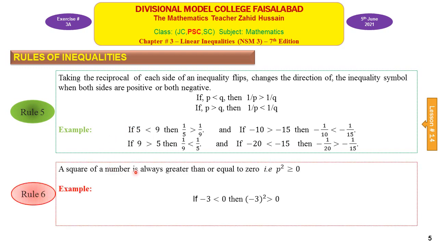A square of a number is always greater than or equal to 0. So if there is a negative number, it is less than zero, when you take the square on both sides, it will become 9, and 9 is not less than 0 but it is greater than 0. So taking square, you reverse the sign of inequality.